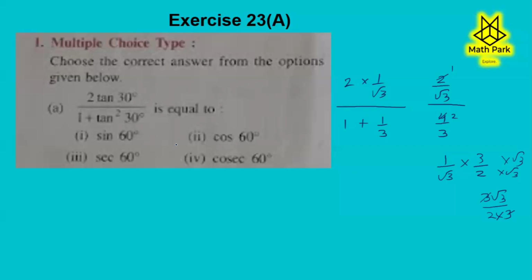Now root 3 by 2 is the value of which of the ratios given here. So we have sine 60 is equal to root 3 by 2. That is how the first option is the correct option. Sine 60 is root 3 by 2.